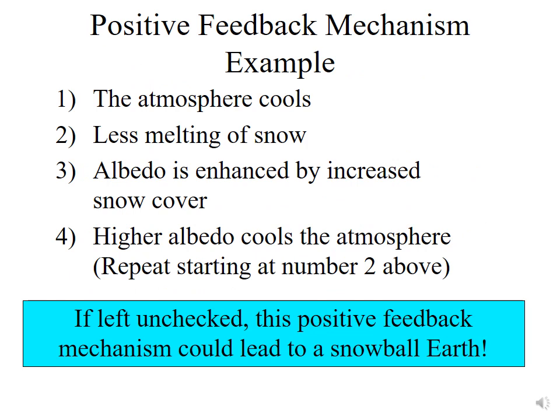So by a positive feedback mechanism, I'm not talking about something that's good or bad. What I'm talking about is something that reinforces the initial change. So here, for example, if the atmosphere happens to cool because we get slightly less radiation from the sun, that will lead to less melting of snow, especially if that cooling occurs during the summer. So if we have more snow at the end of the summer, then that will increase our albedo, or our reflectivity. And that higher reflectivity will cause the atmosphere to cool, which will lead to less melting of the snow, which will increase the albedo, which will then cool the atmosphere more.